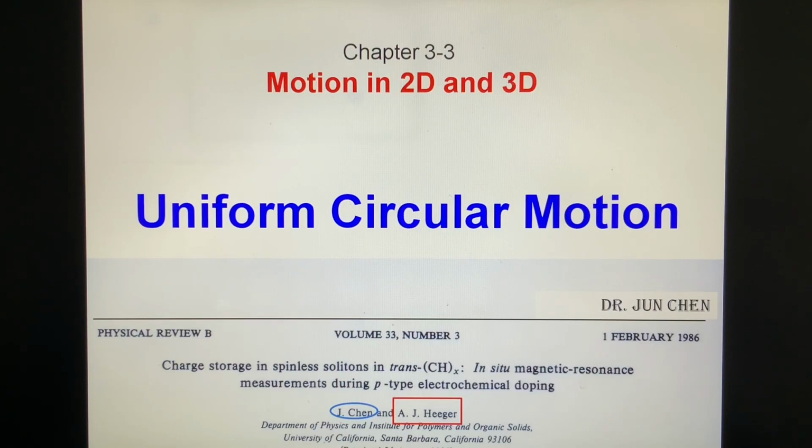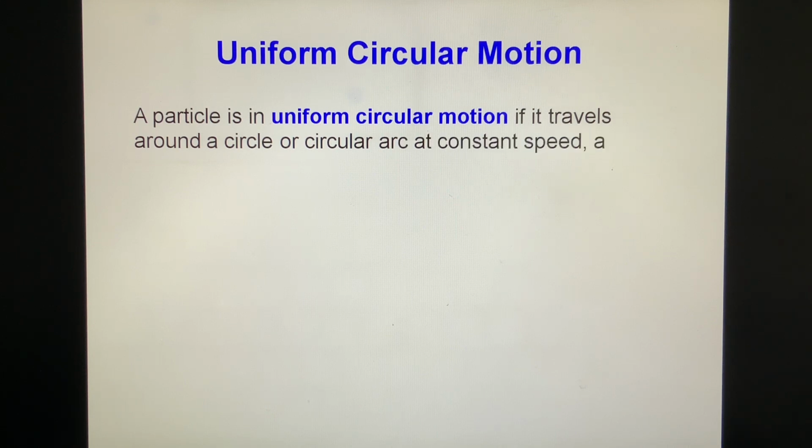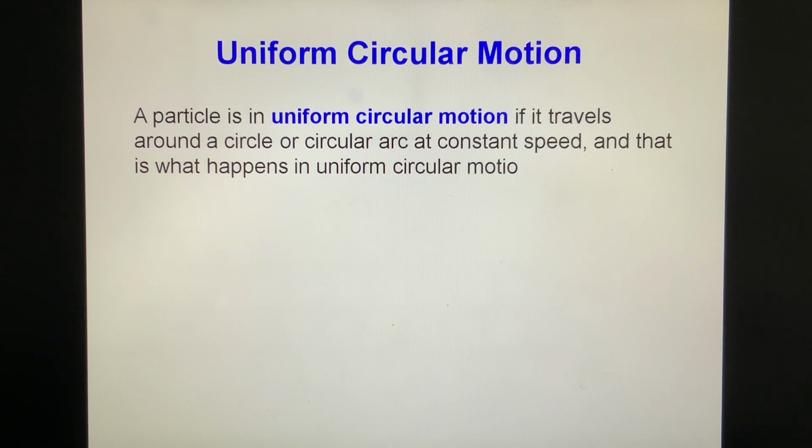Uniform circular motion. A particle is in uniform circular motion if it travels around a circle or circular arcs at constant speed. And that is what's happening in uniform circular motion.